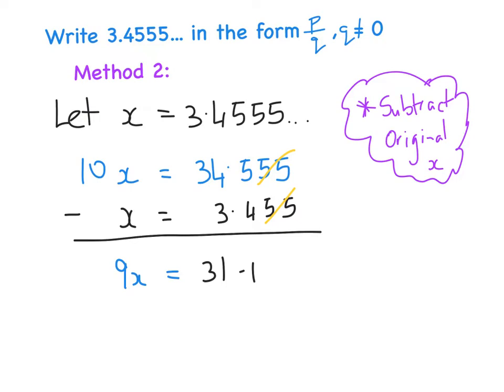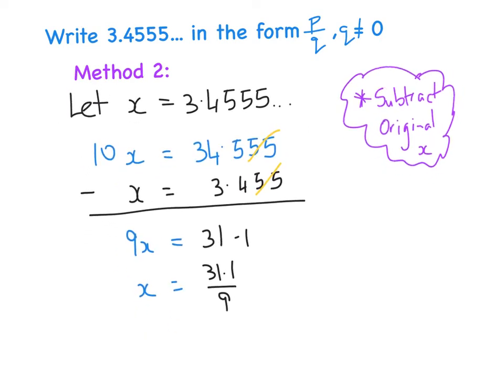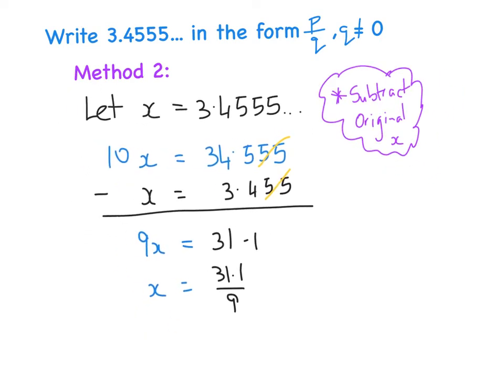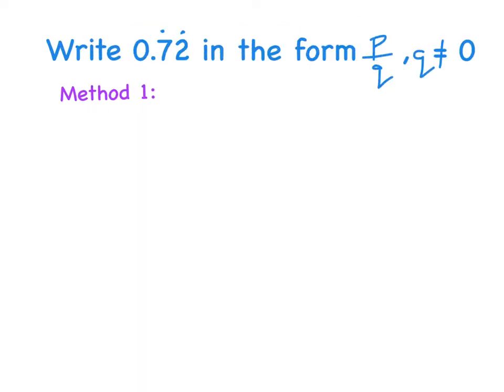So here, just to get x on its own now, I can say x is equal to 31.1 over 9. Now we can see I still have a decimal point in here, but that's very easy to sort out. I multiply above and below the line by 10, and so that's going to give me x is equal to 311 over 90, which is the same as we had with the other method. Okay, we'll just look at one more type here.